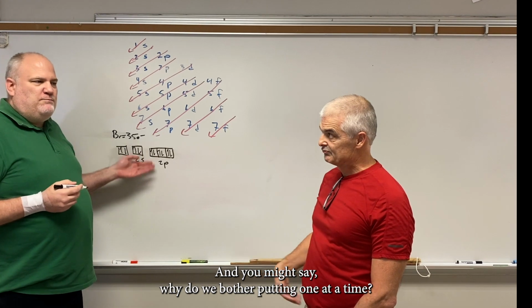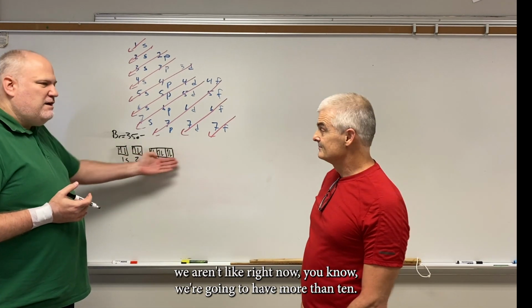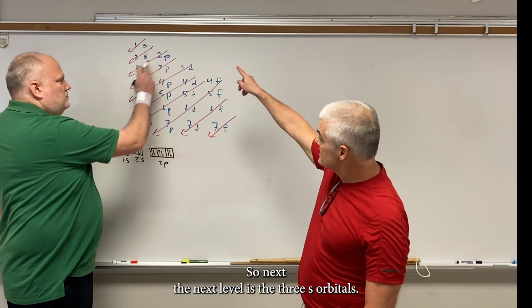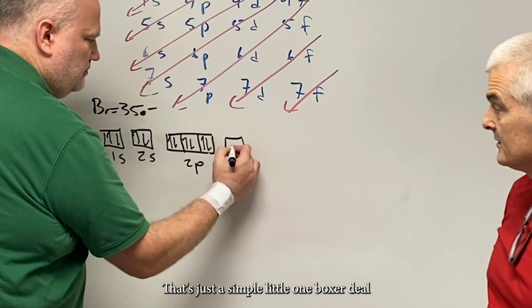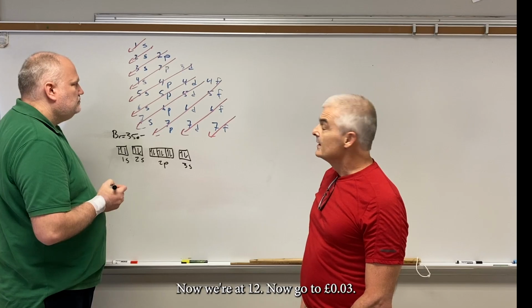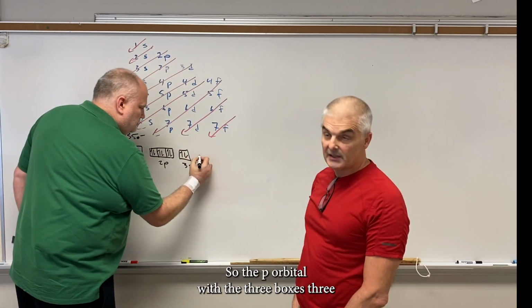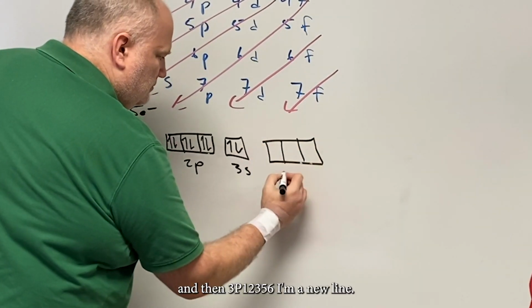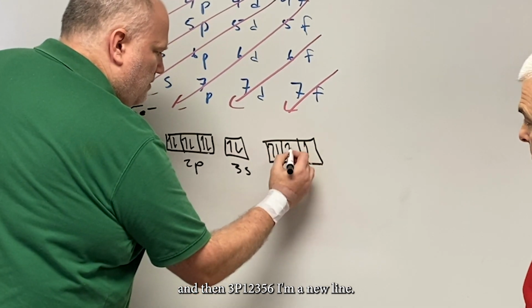And you may say, why do we bother putting 1 at a time? It's just good practice, because eventually we aren't, like right now, you know we're going to have more than 10, so we could just put 2 in each one. We've got to get to 35. So the next level is the 3s orbital. So that's just a simple little one boxer deal. There you go. Now we're at 12. Now go to 3p. So the p orbital with the 3 boxes, and then 3p, 1, 2, 3, 4, 5, 6.